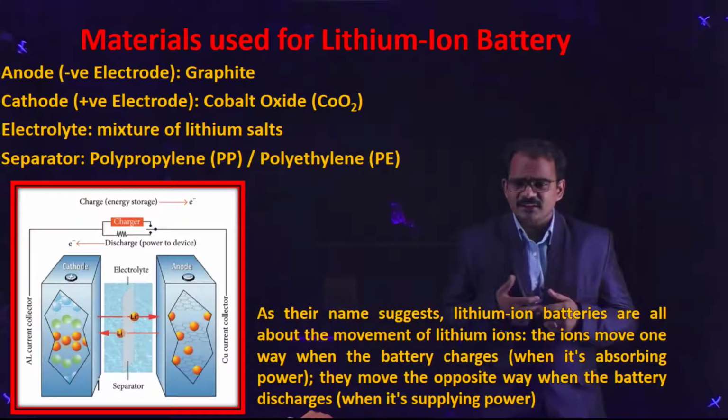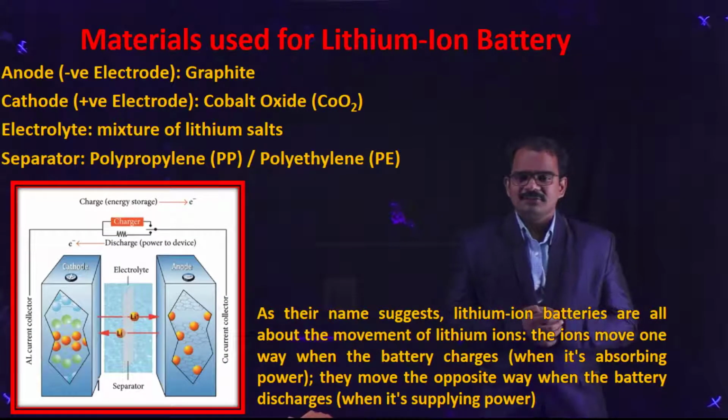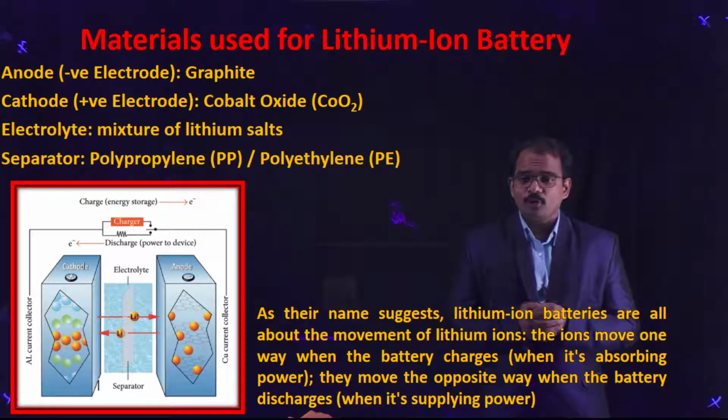So what are the materials used in a lithium ion battery? The anode or negative electrode in a lithium ion battery is made of graphite, whereas the cathode or positive electrode is made of cobalt oxide, CoO2. The electrolyte used is a mixture of lithium salts.